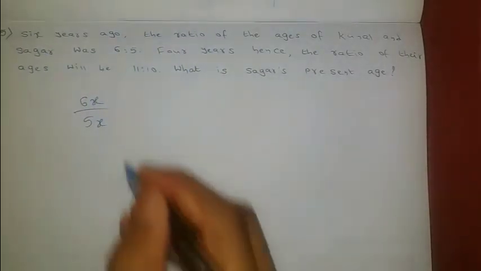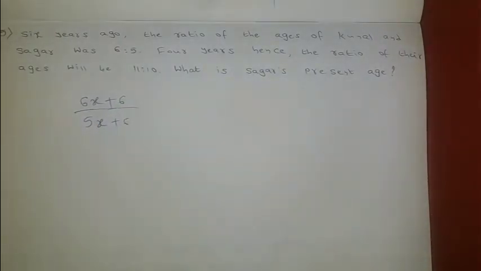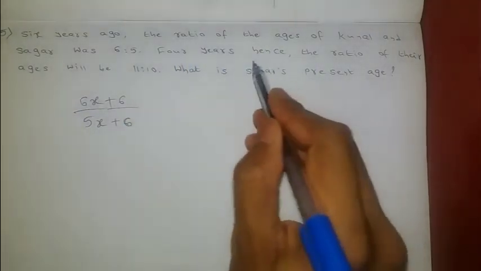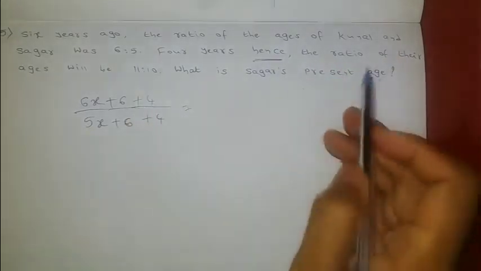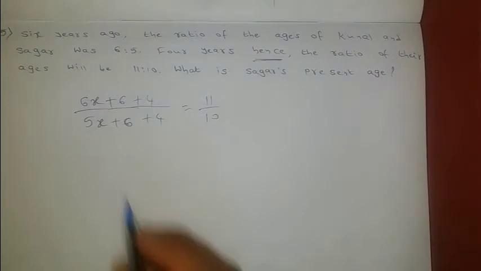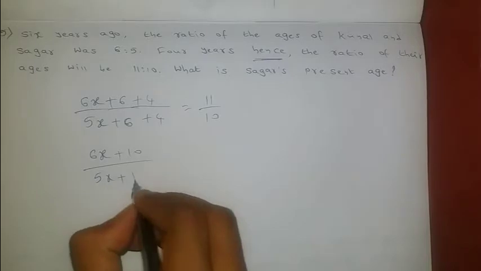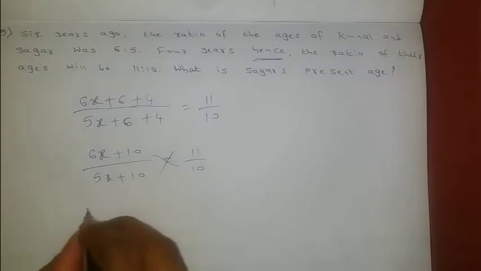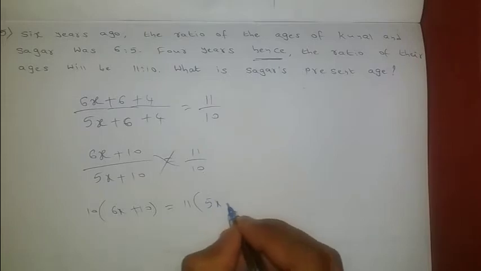Then what is the present ratio? Plus 6, plus 6. 6 years ago, right? I want the present situation, so that's why I'm adding the 6. Then 4 years hence is nothing but after 4 years, plus 4, plus 4, that ratio will become 11 is to 10, nothing but 11 by 10. So we will get (6x + 6 + 4) that is 10, divided by (5x + 6 + 4) that is 10, is equal to 11 by 10. If we cross multiply, 10 into (6x + 10) is equal to 11 into (5x + 10).